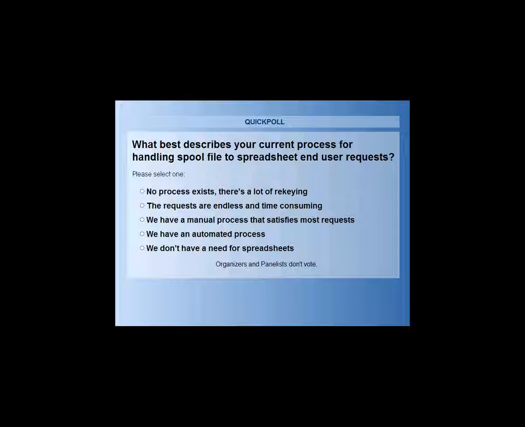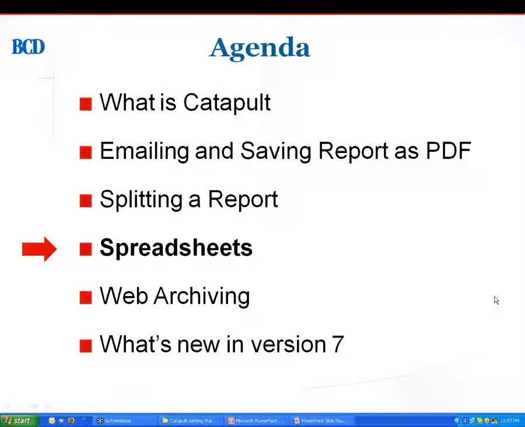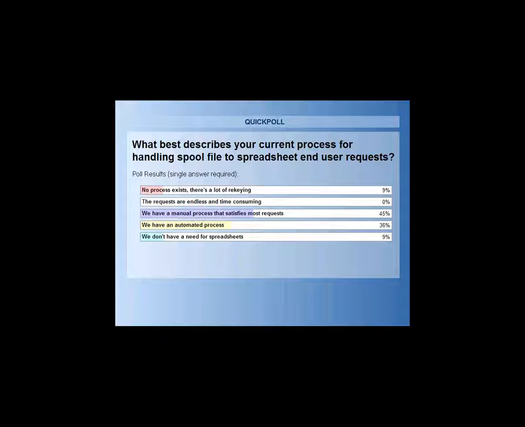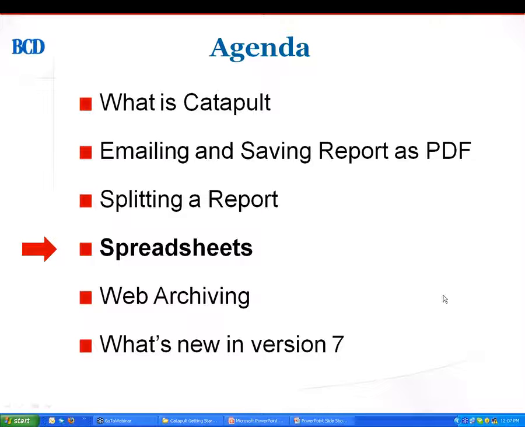Okay, so most of the people have voted here. And just so everybody can see what everybody else's process is, 45% of you have a manual process, and 36%, which is impressive, already have an automated process. Maybe some of you already have Catapult as well. And 9% do not have a need. So we're going to briefly cover how you would create spreadsheets in Catapult.